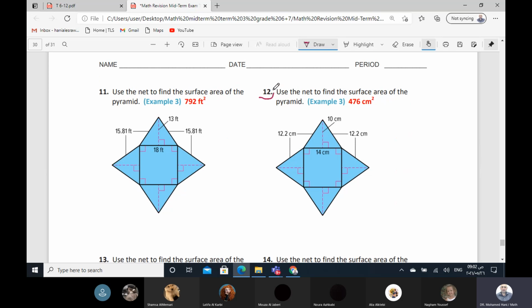Exercise number 12. Use the net to find the surface area of the pyramid. As you see here, we have this pyramid, but here the base of this pyramid will be a square. I want all of you to read the question again and focus on this figure, and tell me please what the surface area is here. Start please.